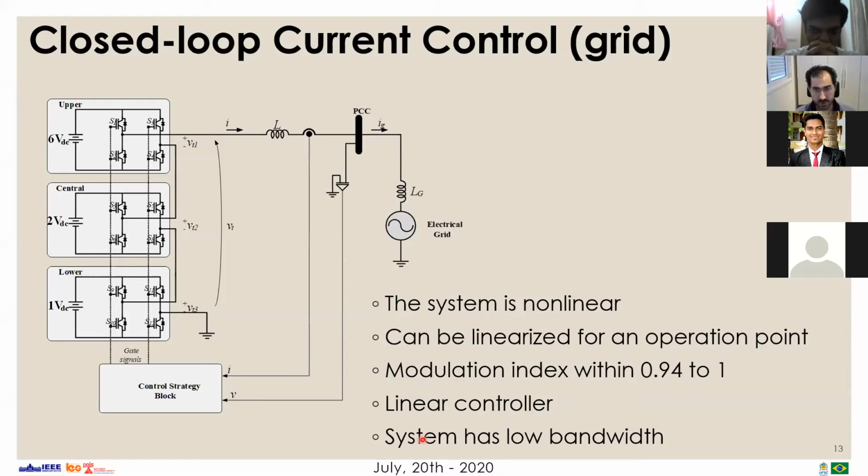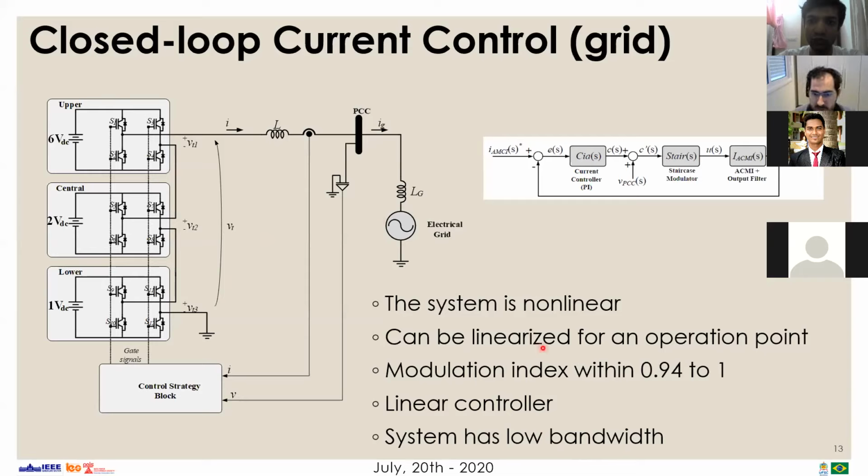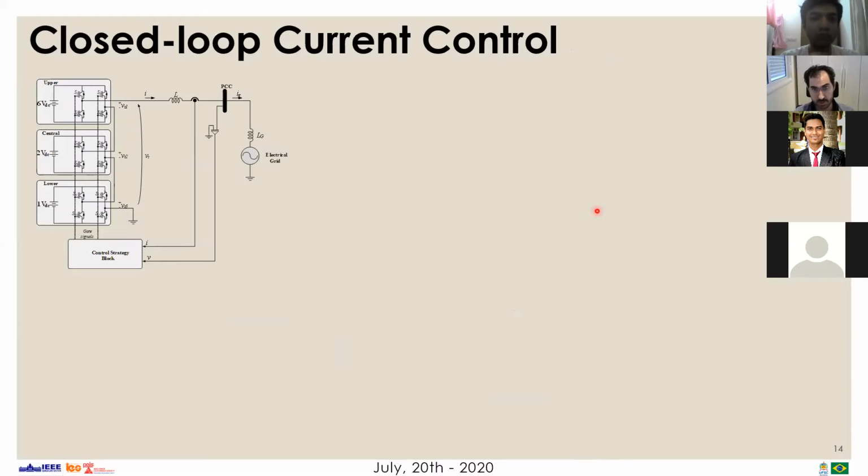And fortunately, the system has low bandwidth because this voltage here is already almost sinusoidal. We saw at the beginning of the webinar that this voltage is quite sinusoidal, so the bandwidth of the controller is quite low. And after assuring all of them, I can use the classical block diagram of controlling the current. We have here the inverter plus output filter, the plant, the staircase modulator, and I'm using a current controller as a PI controller with a feed-forward path of the PCC voltage.